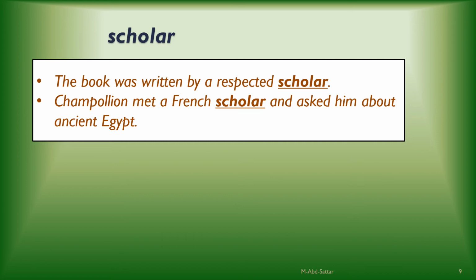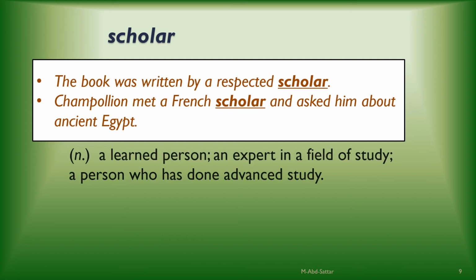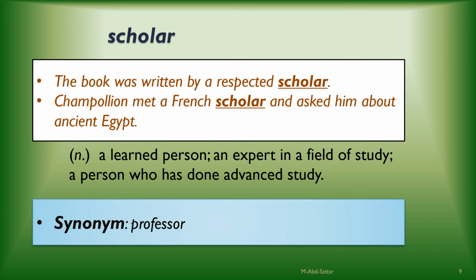Look at the second example. Champollion met a French scholar and asked him about ancient Egypt. This example is taken from your reading selection. So the word scholar means a learned person or an expert in the field of study or a person who has done advanced study. A synonym of that word is professor.